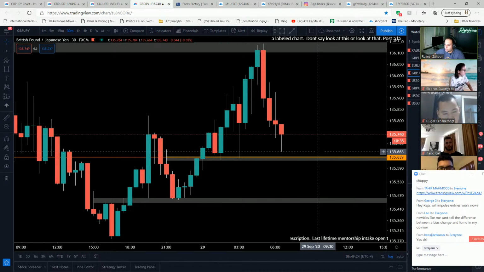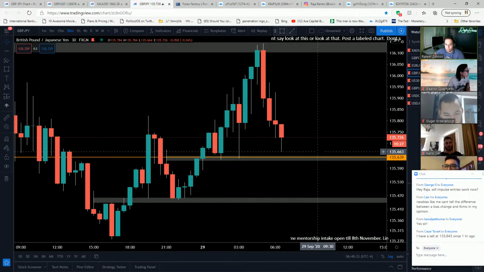I think all impulse entries are FOMO trades, because whenever price is moving and a candle hasn't closed and you're entering a trade, that's the FOMO trade. So if you're a new trader and you're focusing on impulse entries and you're getting stopped out, maybe don't do impulse entries, right? Maybe just wait for candles to close. I mean, that's the best way to go about it, right? Wait for candles to close.